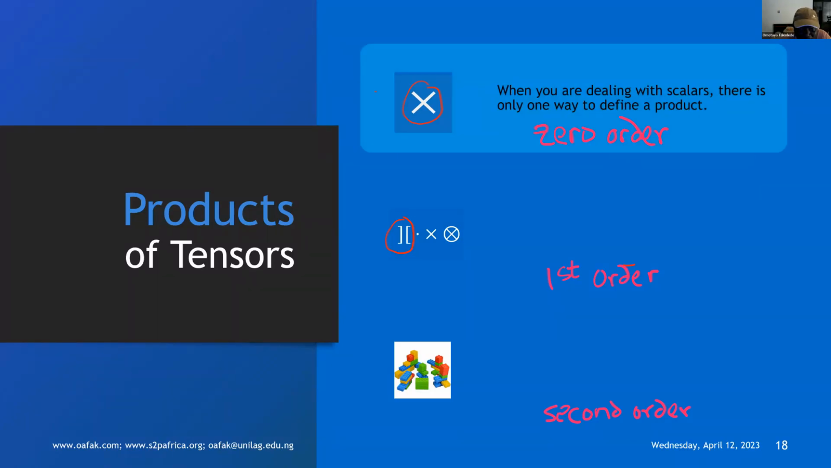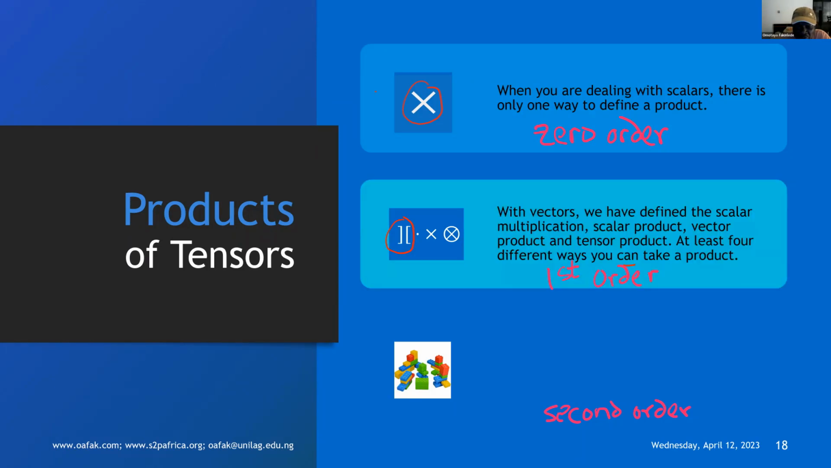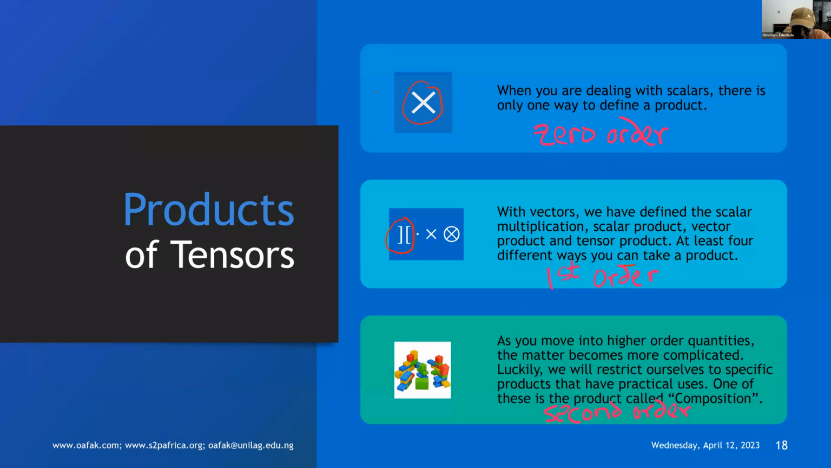We also looked at the fact that when we are talking about scalars, there is only one definition of product. So when you say take a product of 2 scalars, that's only one meaning. But with vectors, we define the scalar multiplication, scalar product, vector product, and tensor product. There are at least 4 different meanings you can attribute to the word product when you are dealing with vectors. When you are dealing with tensors, things become far more complicated. There can be up to 30 different meanings. But of those 30 different meanings, we are dealing with only one in this course.